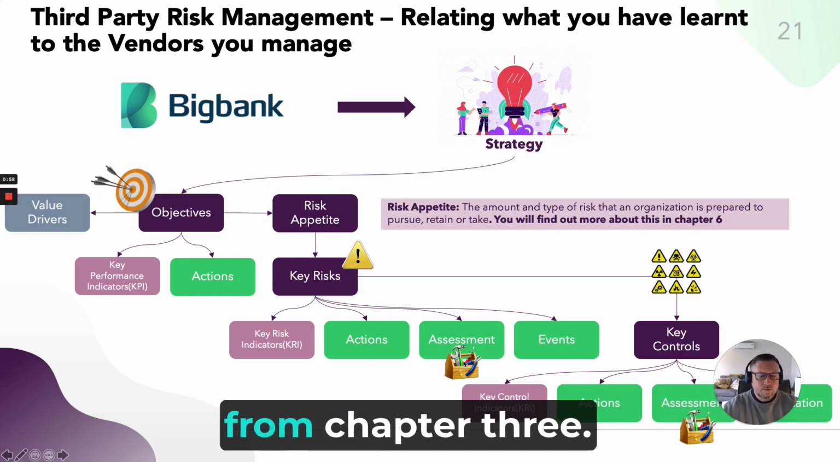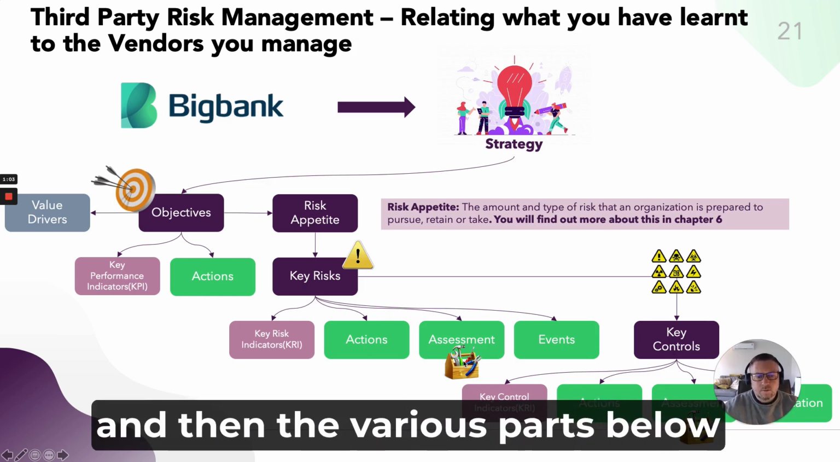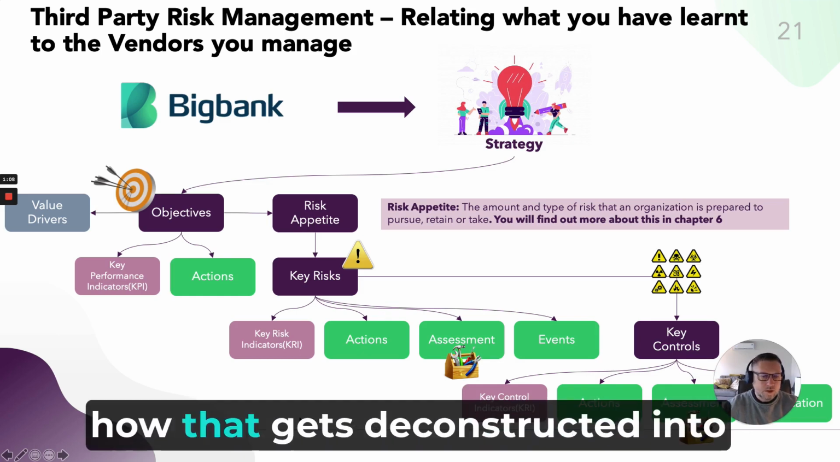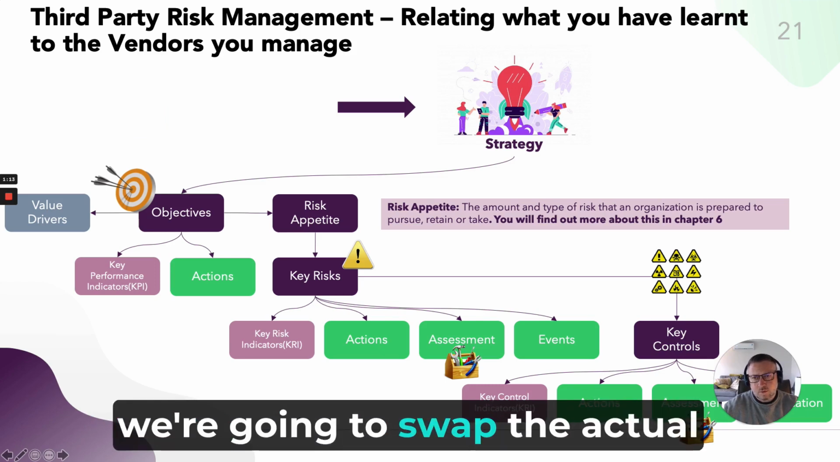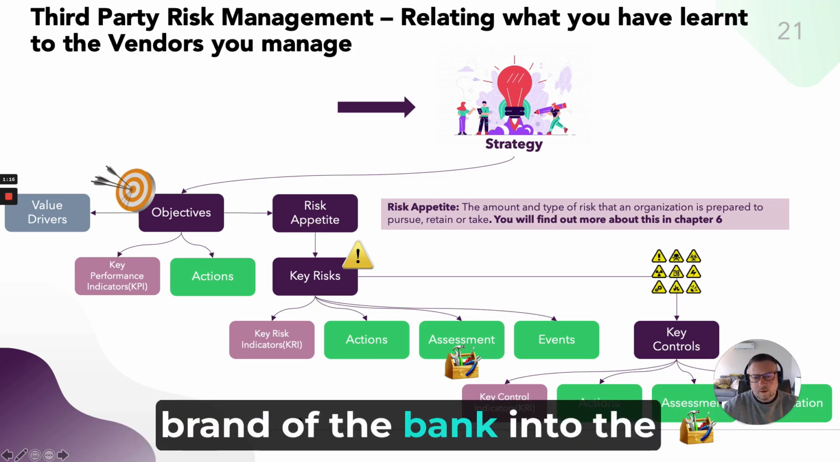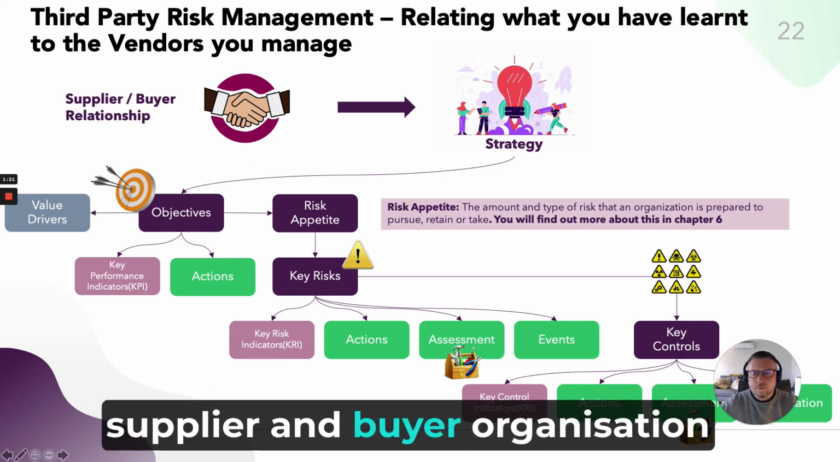So you may remember this from Chapter 3. We discussed Big Bank and its strategy, and then the various parts below that make up that strategy and how it's deconstructed into delivery and then ongoing management. So in this case, we're going to swap the actual brand of the bank for the relationship between the supplier and buyer organisation.